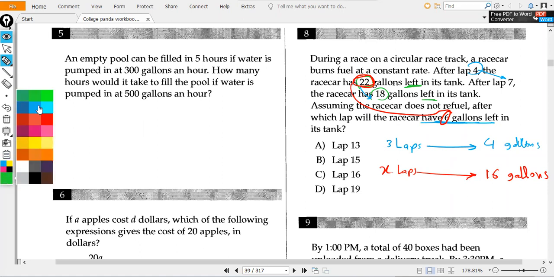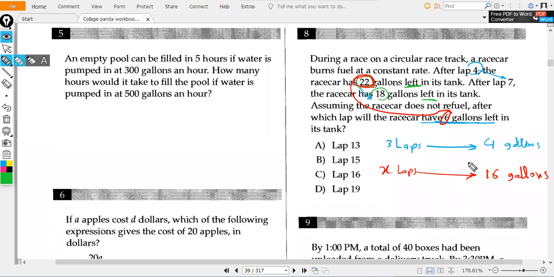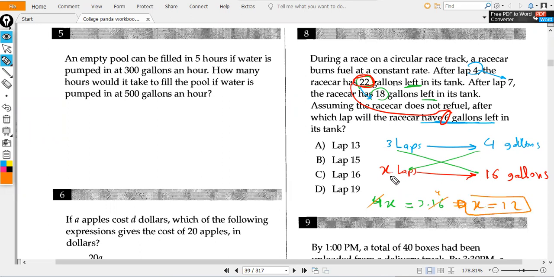Because here we talk about a direct variation: when the number of laps increases, the number of gallons burned will also increase. Okay? We can cross multiply both sides. So 4x is equal to 3 times 16. After dividing both sides by 4, the value of x is 12. So the number of laps here equals 12 laps.